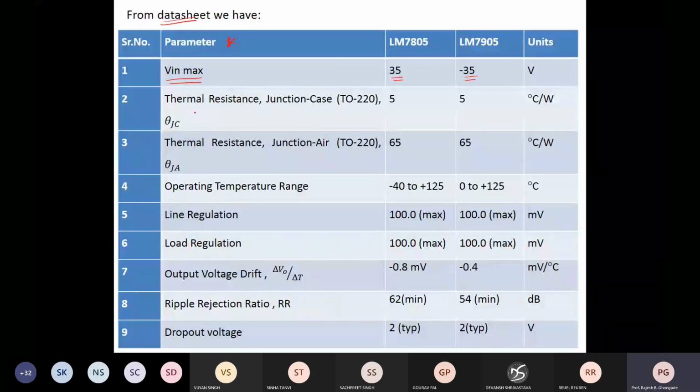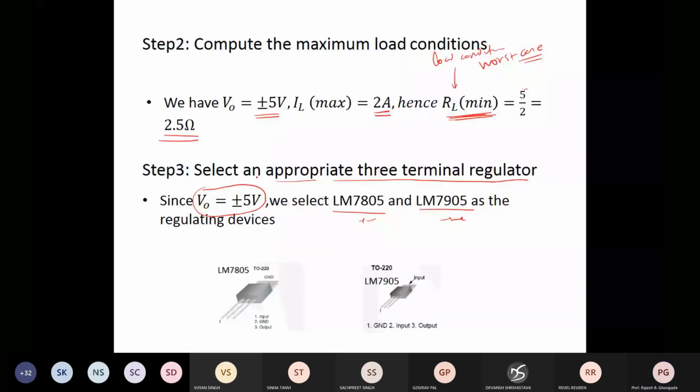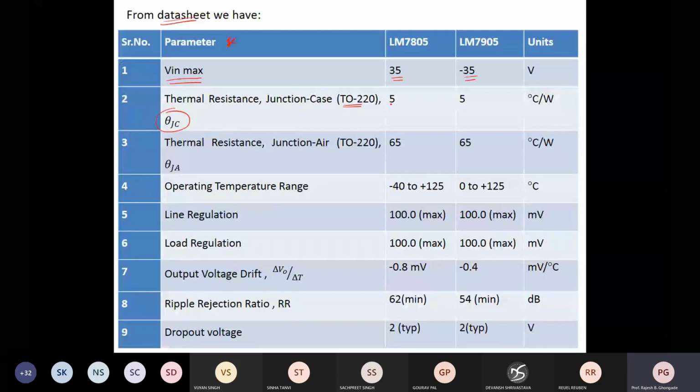Then the thermal resistance. We have already seen the concept of thermal resistance, theta JC of this particular package. Now these devices may come with different package types. The type which I am using here is TO220. For this TO220, thermal resistance is 5 degrees Celsius per watt. Same here. Thermal resistance junction to air, theta JA is 65. Here also it is 65. Operating temperature, you can see. Line regulation, yes, these are very important things.